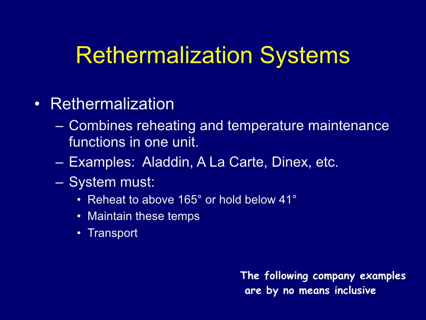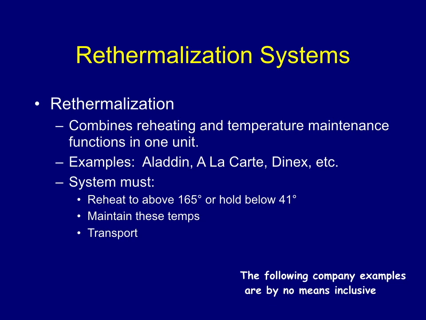There are lots of different varieties or examples of rethermalization units. These are some names that you might see out there: Aladdin or a la carte or Dynex. But these units all typically do the same thing. The rethermalization unit must be able to reheat to above 165. So if we think back to our good food safety practices, when we're reheating food, we need to reheat it to 165.